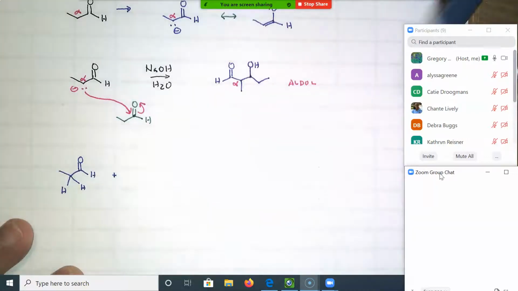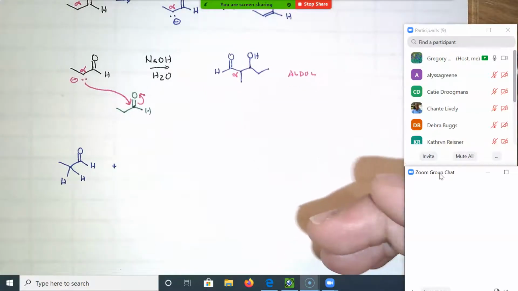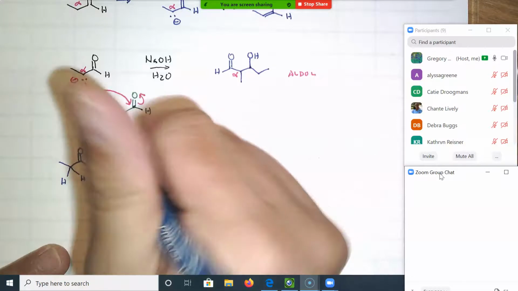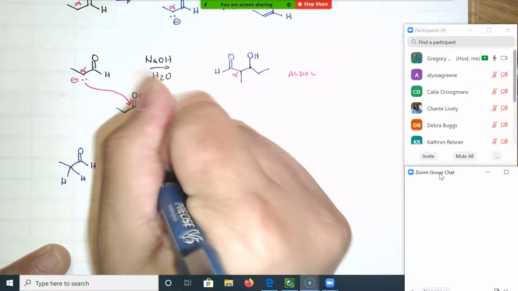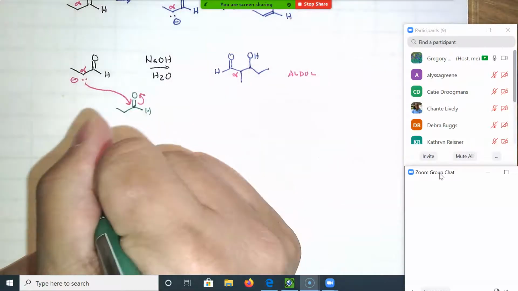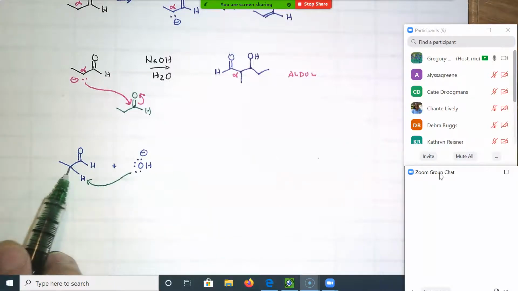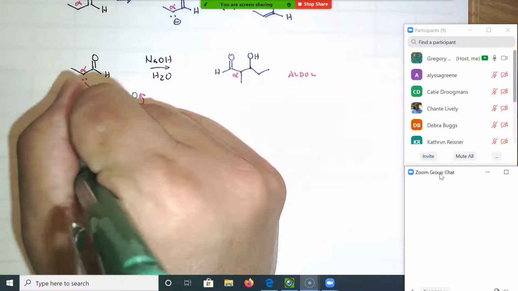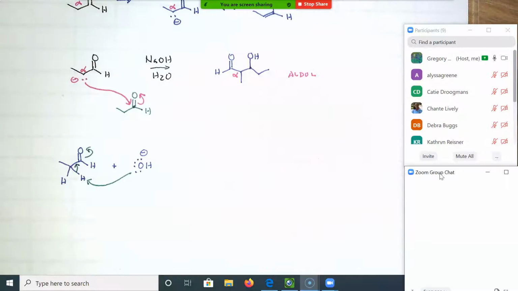I just want to make sure that there's no confusion in terms of what I would accept as a proper answer. And we have OH minus, and we're using sodium hydroxide. So we're going to make the enolate. The way that I show it in my videos is that I'm not going to put the lone pair on the carbon. Instead, I'm going to swing it to make a double bond and make the oxygen anion.